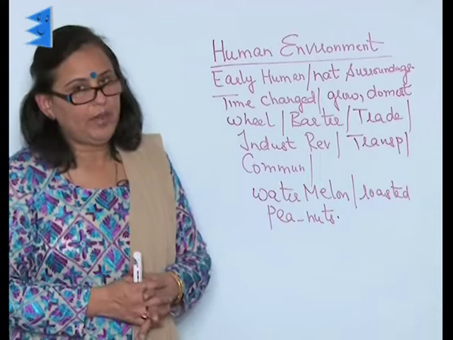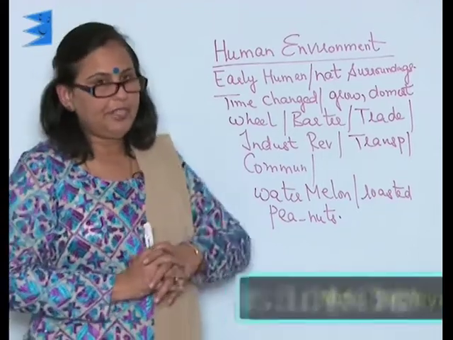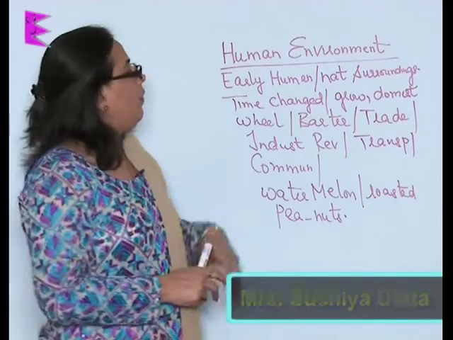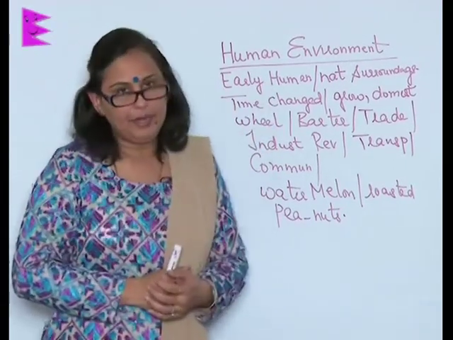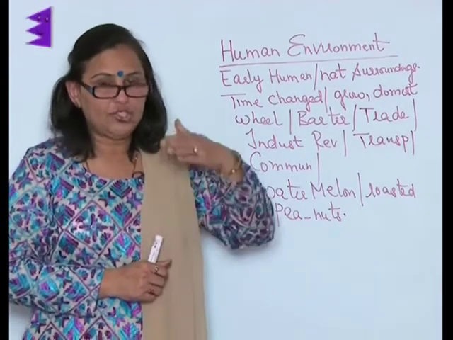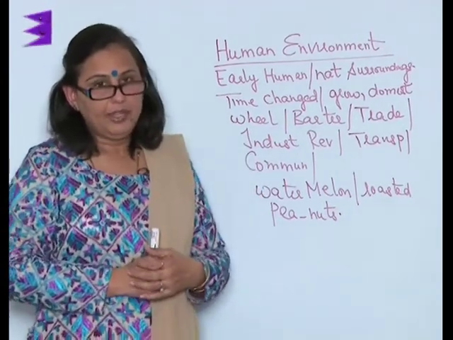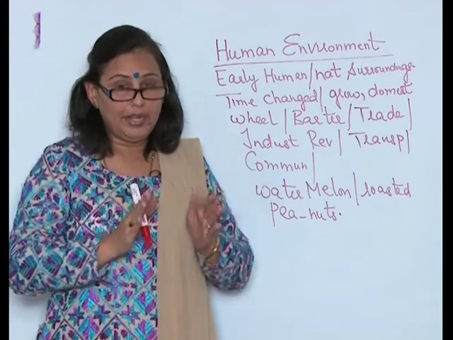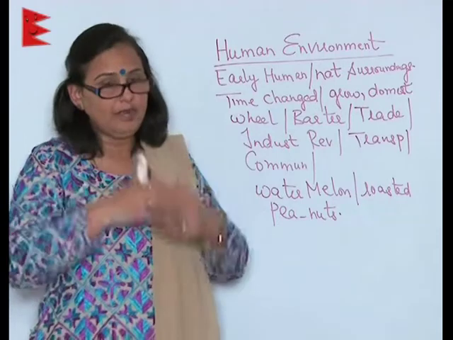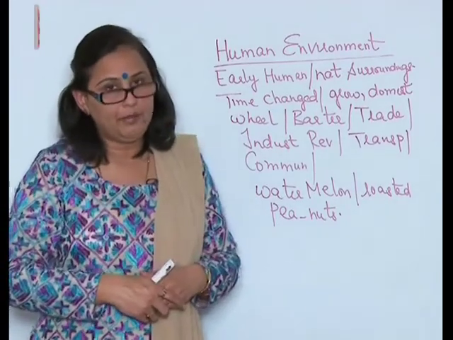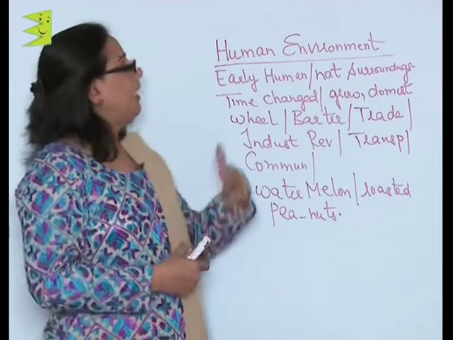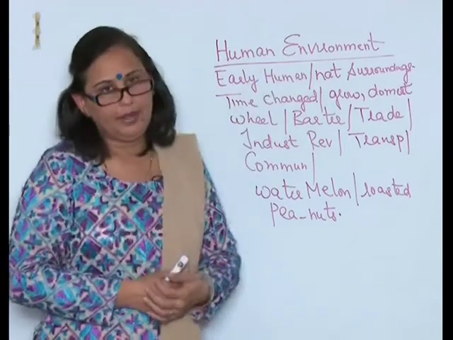At the beginning of the chapter, we learnt that environment is of two kinds, natural and human made. Now, as far as human environment is concerned, it is when human beings try to bring in changes in the environment, or change themselves according to the environment, to see that life becomes comfortable. That's called human environment.